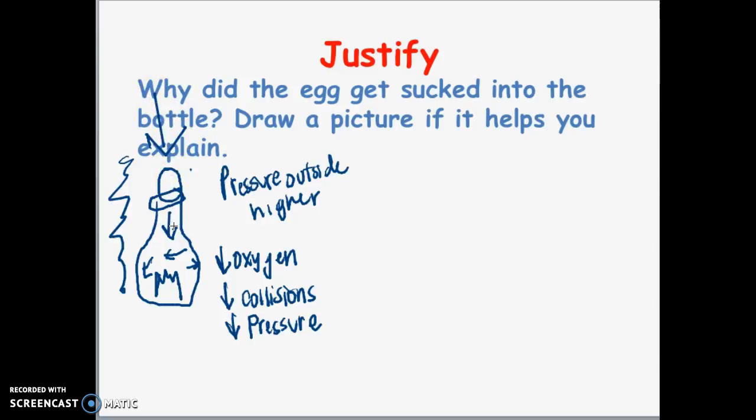And that's why that happens, because you have a difference in pressure, and because you have a difference in pressure, you're going to have a force going in a certain direction, which in this case would bring the egg down.